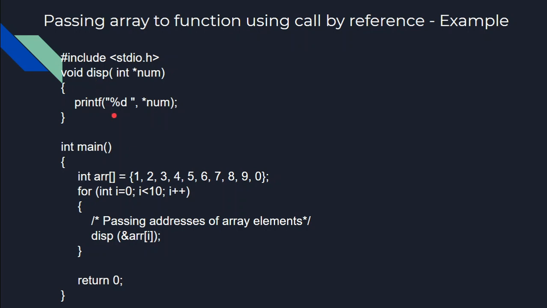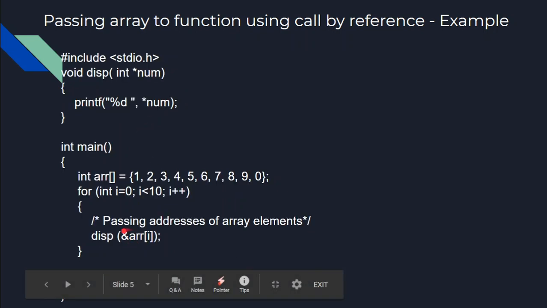This function is going to display a numerical value. So the parameter is given as int pointer num, and then printf with percentage d, that is for an integer variable, and then num is the real variable. Since we are using call by reference, we are using this pointer symbol to declare a pointer variable. This is very important, and you can see how this pointer variable is matched by the ampersand symbol.